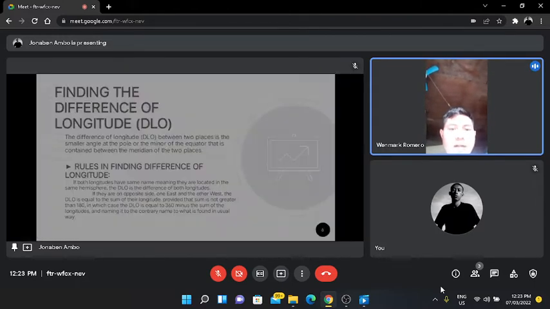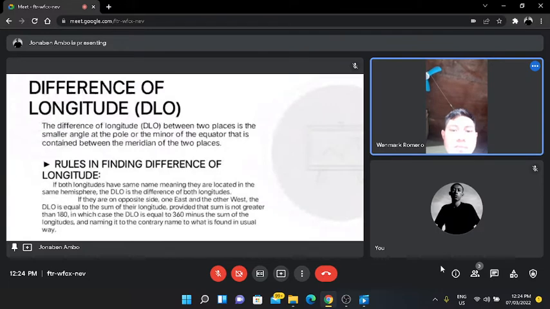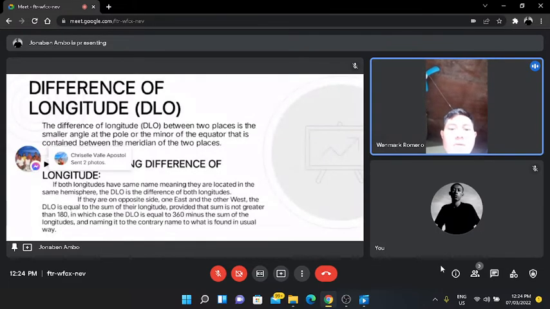And next, finding the difference of longitude or DLO. The difference of longitude between two places is the smaller angle at the pole, or the minor arc of the equator, that is contained between the meridians of the two places. So there are rules in finding the difference of longitude. If both longitudes have the same name, meaning they are located in the same hemisphere, the DLO or DLong is the difference of both longitudes.